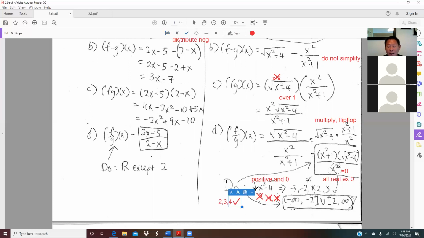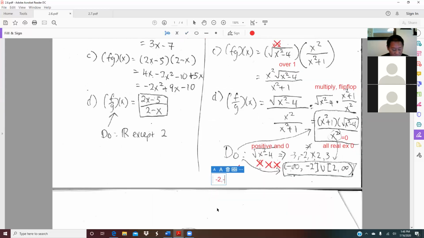Because 2 squared is 4, 4 minus 4 is 0. It works. 3 squared is 9, 9 minus 4 is 5, works. And same thing with the negative 1, negative 2, negative 3, negative 4. So all this will work.